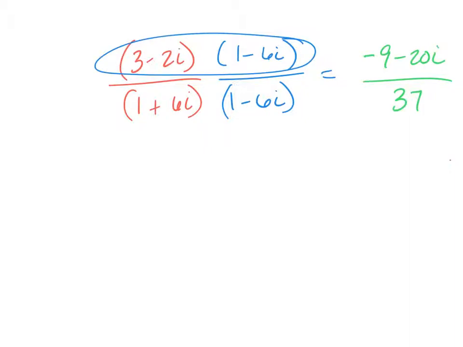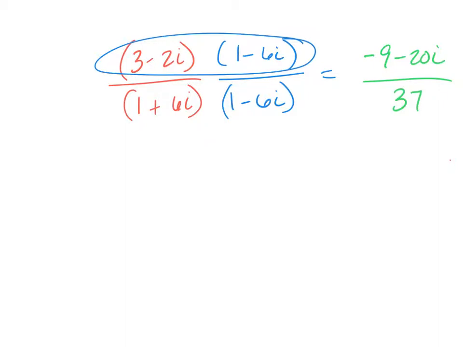All you're going to look at now is, do negative 9, negative 20, and 37 have any factor in common that could be reduced? Like, are they all even numbers? Or are they all divisible by 3 or 4 or 5 or whatever? No. So that's the answer.